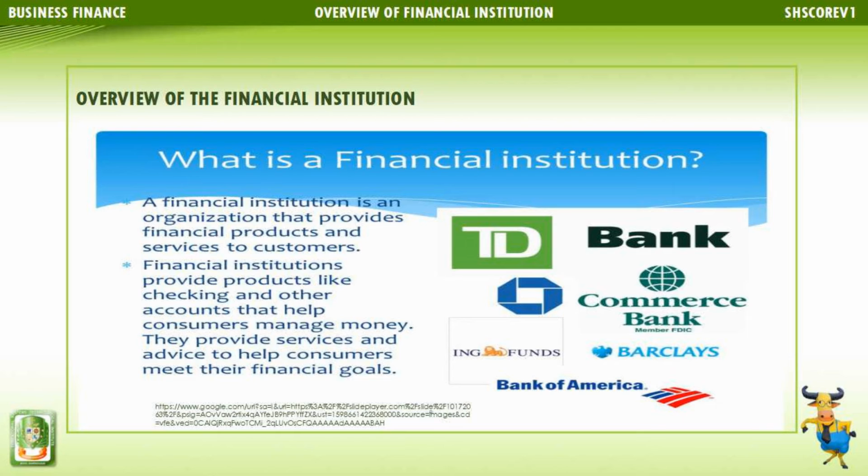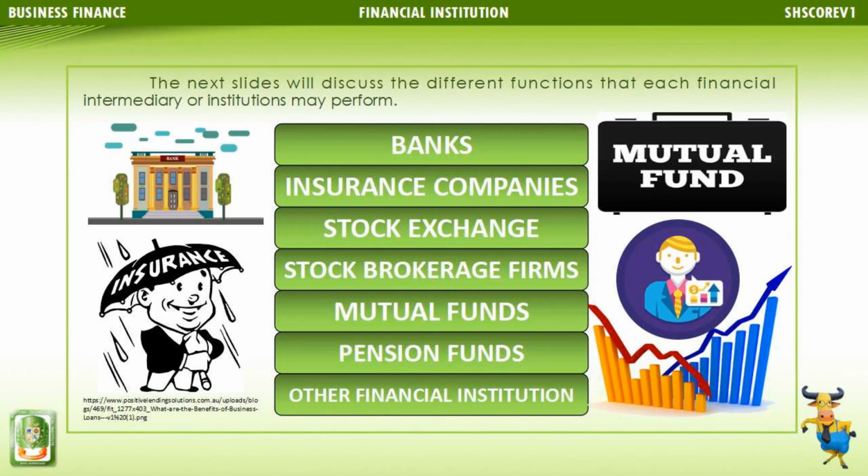Overview of the financial institution. What is a financial institution? A financial institution is an organization that provides financial products and services to customers. Financial institutions provide products like checking and other accounts that help consumers manage money. They provide services and advice to help consumers meet their financial goals. The next slides will discuss the different functions that each financial intermediary or institution may perform: banks, insurance companies, stock exchange, stock brokerage firms, mutual funds, pension funds, and other financial institutions.